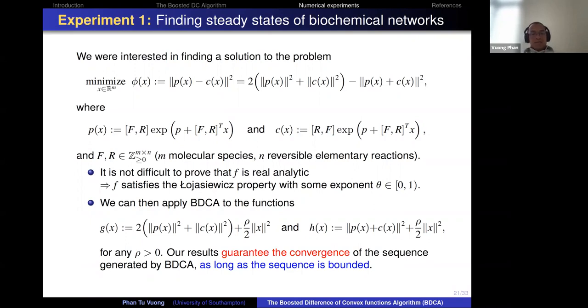So that came to the idea of the BDCA, where we can prove that the descent direction, the direction d_k, which is equal to y_k minus x_k, is also a descent direction at the new point y_k.